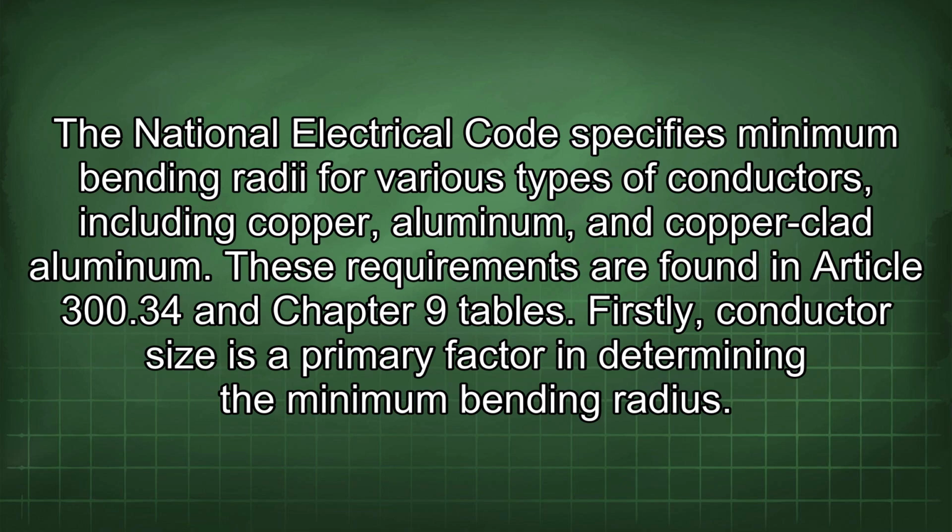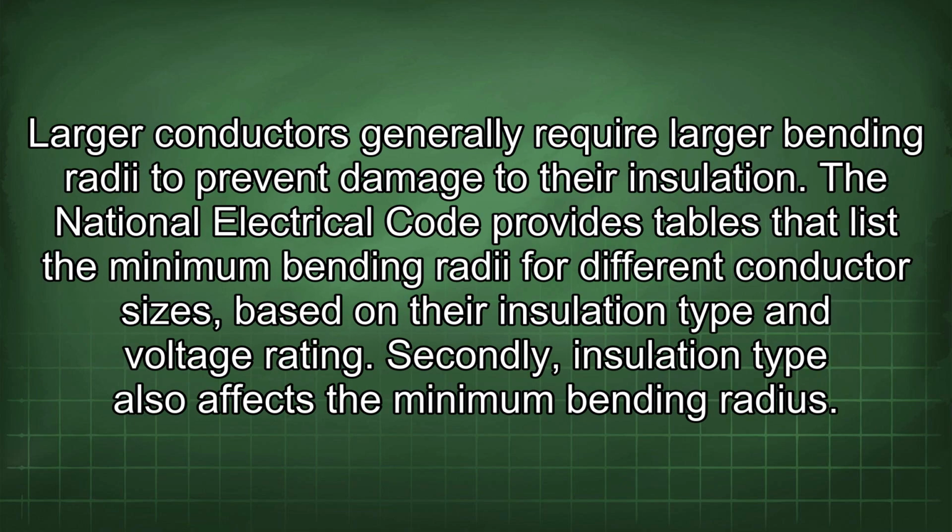Firstly, conductor size is a primary factor in determining the minimum bending radius. Larger conductors generally require larger bending radii to prevent damage to their insulation. The National Electrical Code provides tables that list the minimum bending radii for different conductor sizes based on their insulation type and voltage rating. Secondly, insulation type also affects the minimum bending radius.